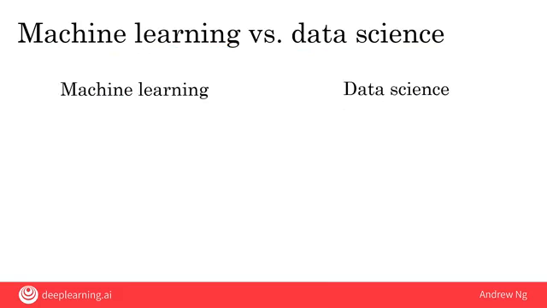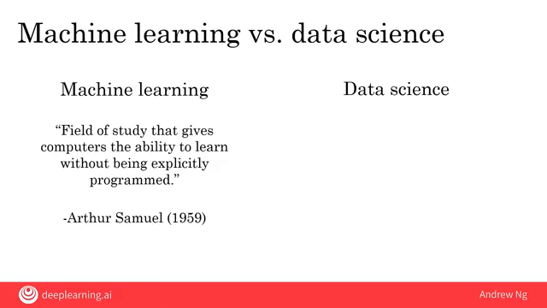To formalize these two notions a bit more, machine learning is the field of study that gives computers the ability to learn without being explicitly programmed. This is a definition by Arthur Samuel many decades ago. Arthur Samuel was one of the pioneers of machine learning who was famous for building a checkers playing program that could play checkers even better than he himself, the inventor, could play the game. So a machine learning project will often result in a piece of software that runs, that outputs B given A.